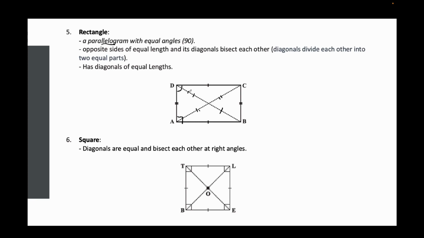So this particular one is equal to this one. So all these 4 line segments are equal. In the case of a square, the same thing applies. Diagonals are equal and bisect each other at 90 degrees. So here this angle is not 90 degrees, but here this angle is equal to 90 degrees. That is the difference between a square and a rectangle.